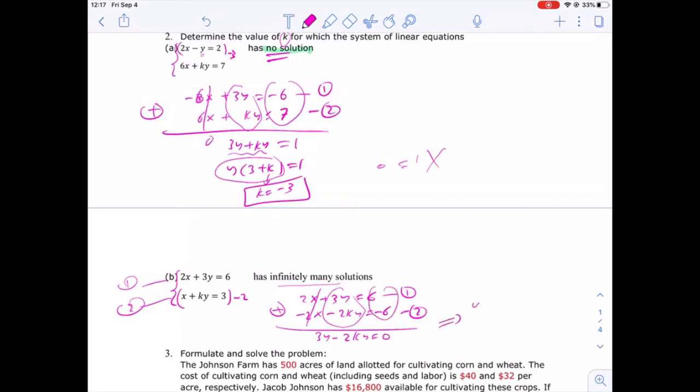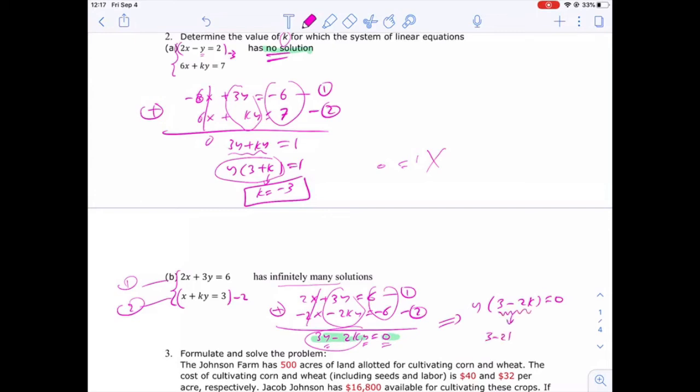Now we can take y as a common factor. We get 3 minus 2k equals 0. Now this can be equal to 0. The left hand side is 0 because we want the left hand side to be equal to the right hand side. So we want this to be equal to this, because if the left hand side is equal to the right hand side, we have infinitely many solutions. Now this can be equal to 0 if this expression is equal to 0.